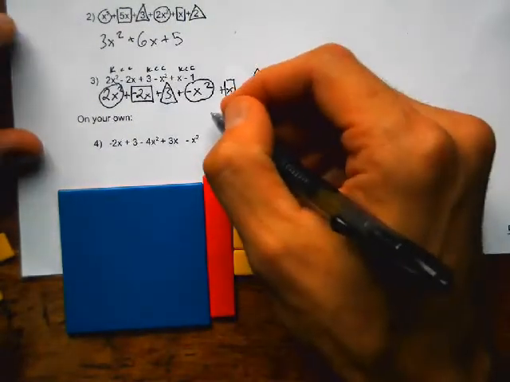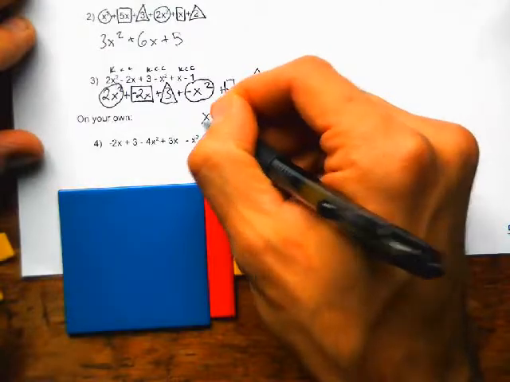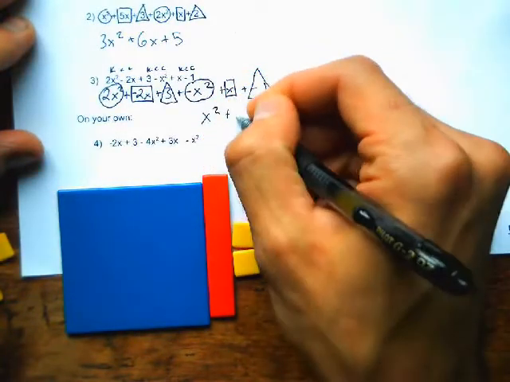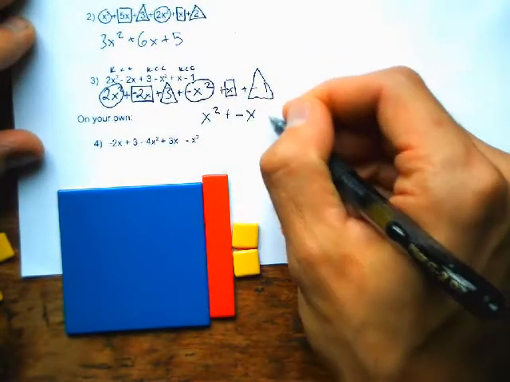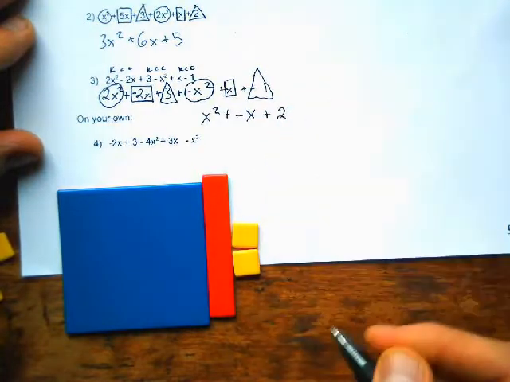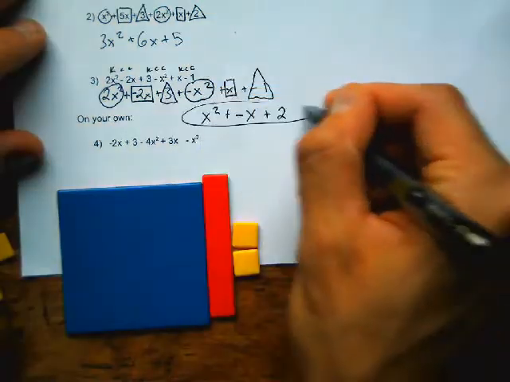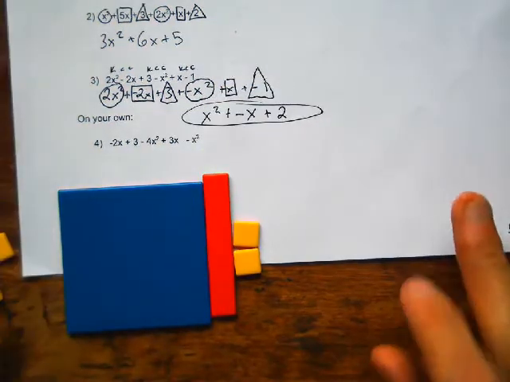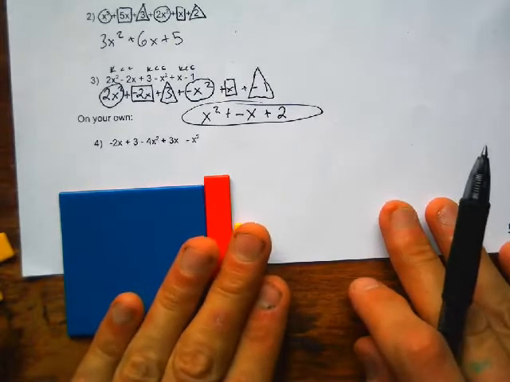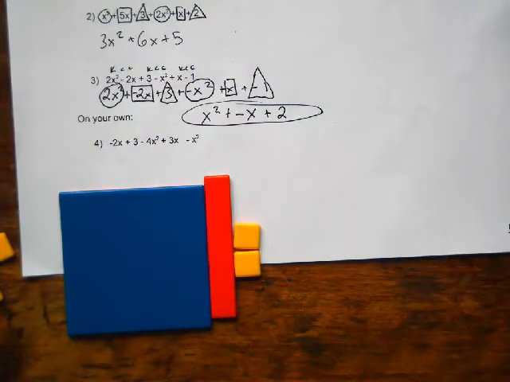I'm going to write it. X squared plus negative x plus 2. Made that expression simpler. Okay, try this next expression on your own. Pause the video, and then when you are ready, you can unpause it and check it with my work. Pause it now.